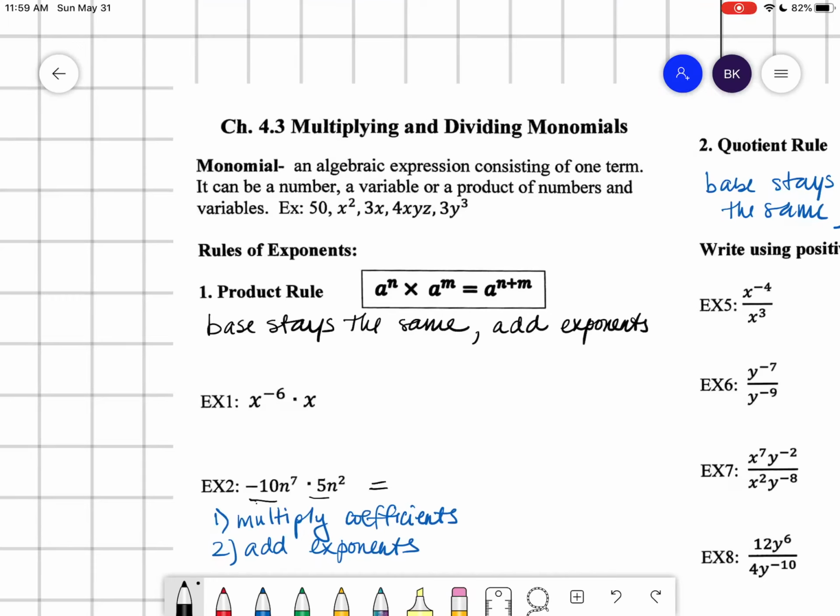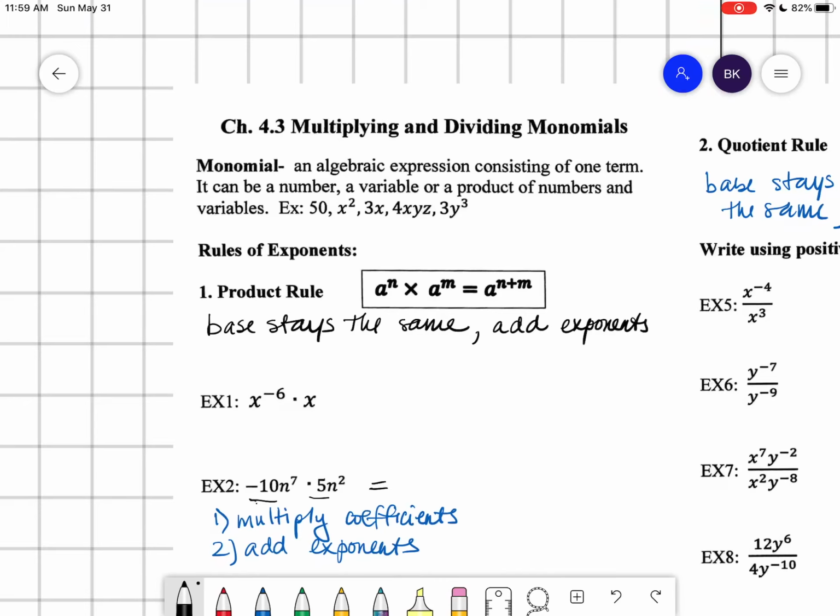So in order for us to multiply monomials successfully, we need to know some rules. And the first rule of exponents is called the product rule. The product rule says when you multiply the same base, you simply add their exponents and the base stays the same. So again, we keep the base the same and add the exponents of both bases.